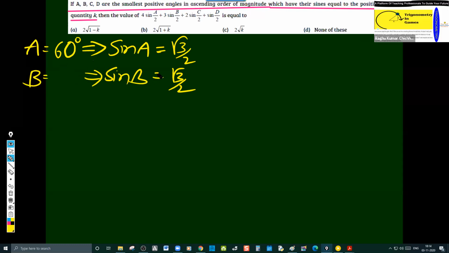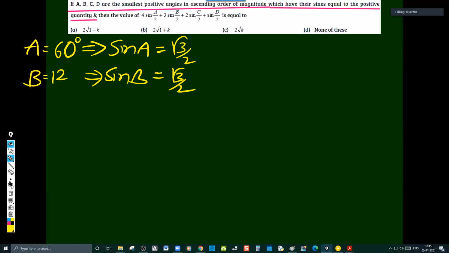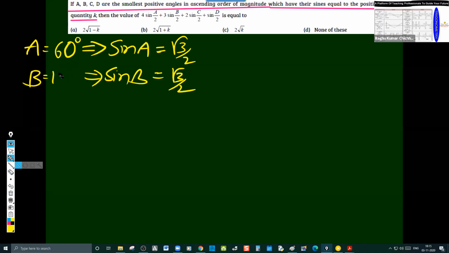Do you understand my question? Which angle next? They are in ascending order of magnitude, so the next angle should be greater than this. But whatever angle you choose, it must also give root 3 by 2. That means it lies in the second quadrant. So 180 minus 60, that is 120.